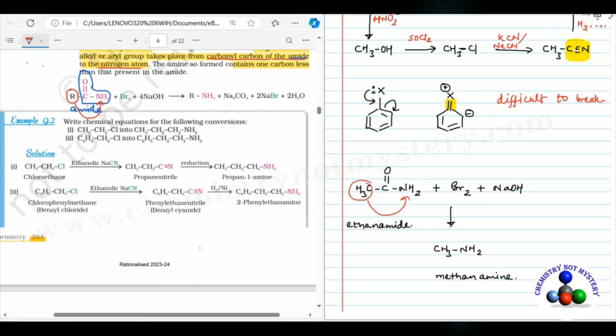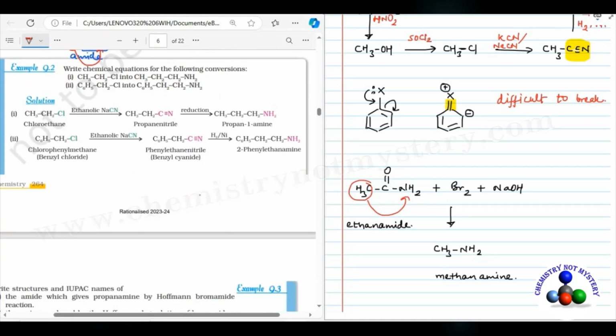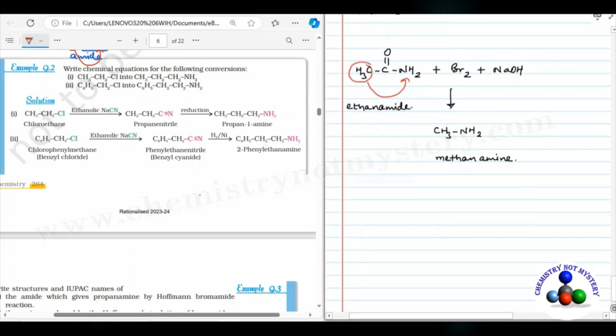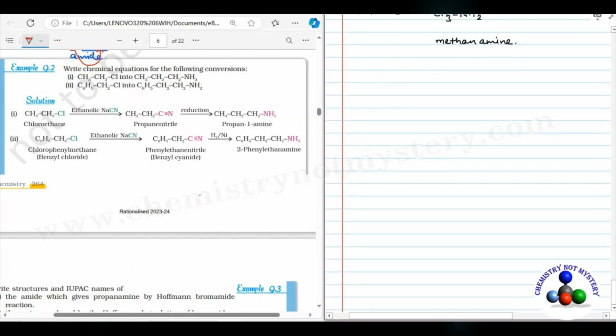Now let's solve these examples. Write the chemical equation for the following conversions. In the first question, you have to write the reaction for the conversion of chloroethane into propanamine. So let's try to write the reaction. How you can get propanamine from chloroethane.